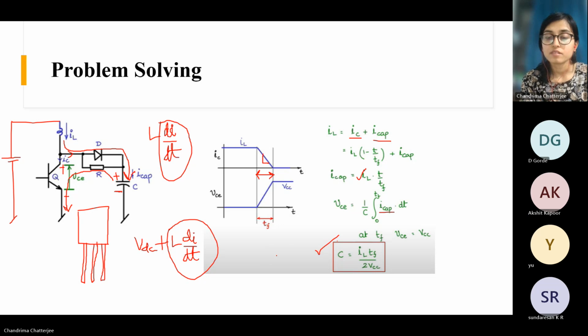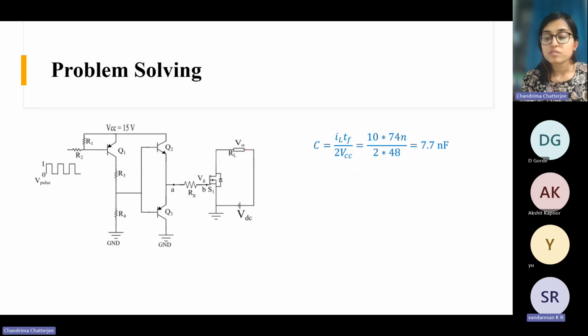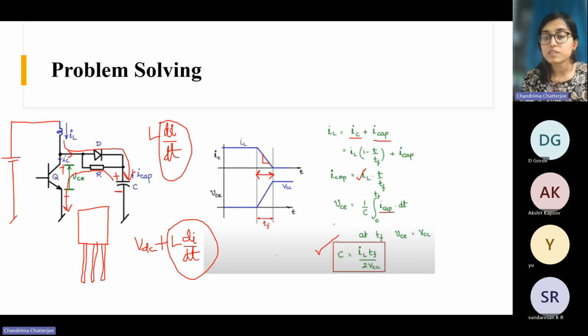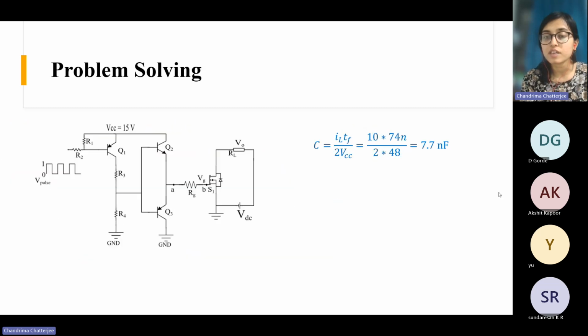Got it. Yeah. So we can also find the expression for R. Actually, they had asked for the snubber capacitance value, so from this formula you can directly get the capacitance value. You know IL, because they specified 10 ampere current was flowing, and TF you can find from the device data sheet. It was 74 nanoseconds. And the VCC value was given already. So you can find the capacitance value like that.